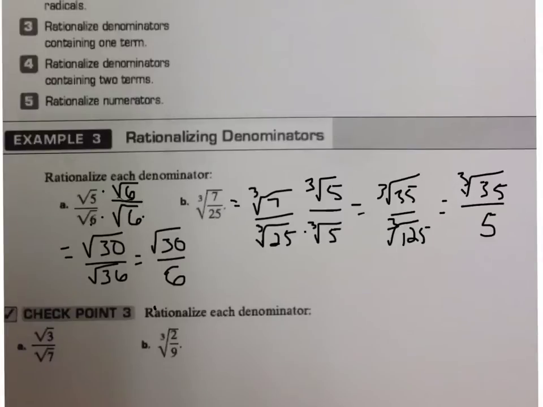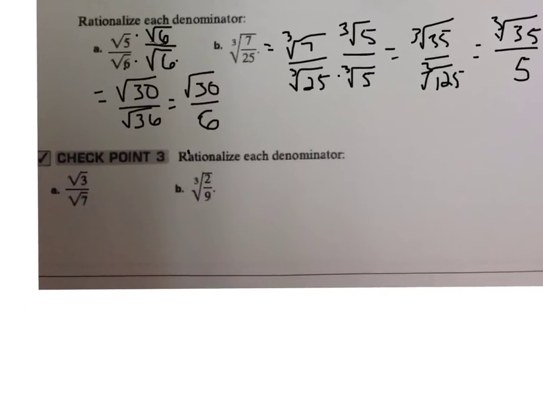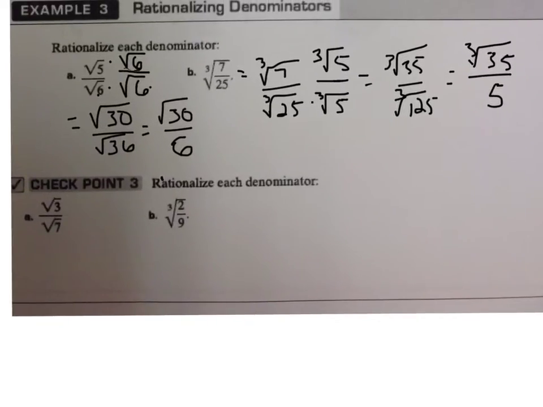So pause here, try your checkpoints. When you come back, I'll give you the answers. Alright, checkpoint 3A. The answer is the square root of 21 over 7. And B, the answer is the cube root of 6 over 3. Let's move on to the next example, example 4, rationalizing denominators.